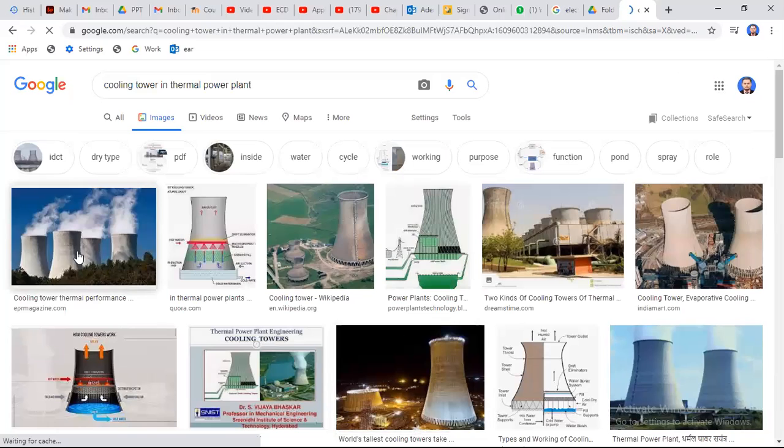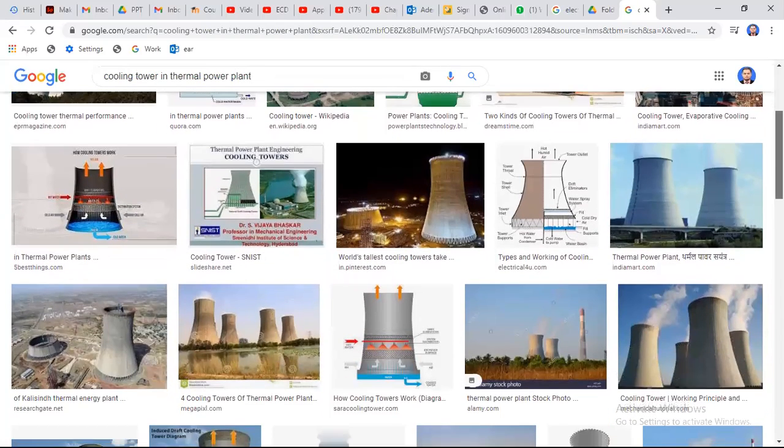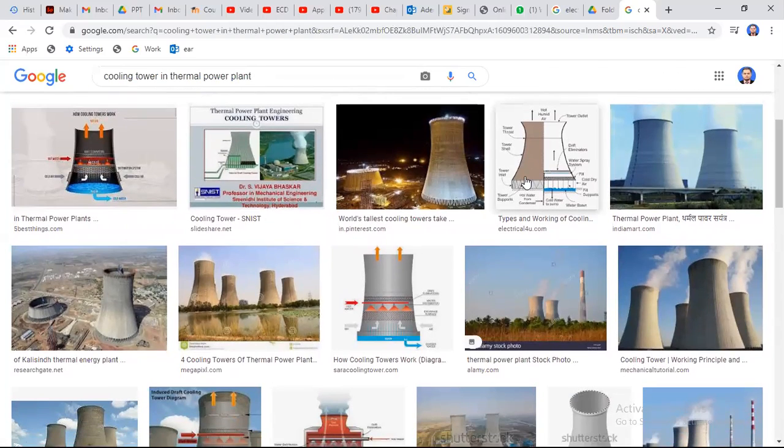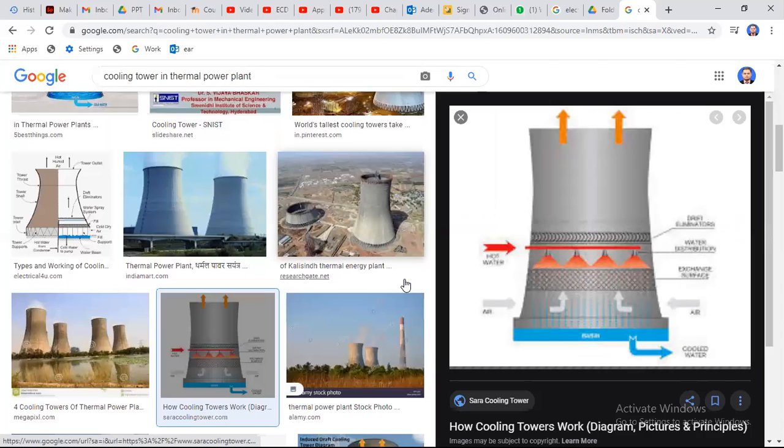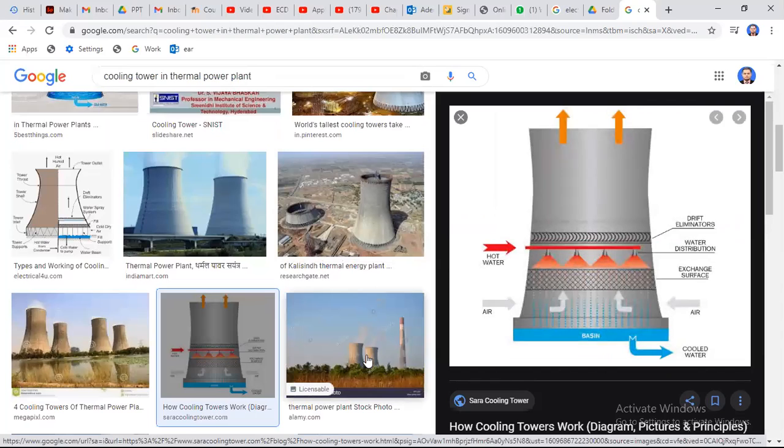These are the cooling towers. Here you go. You can see, to cool the water and further provide it to the economizer. This is the cooling tower. This is a chimney. These are the cooling towers.